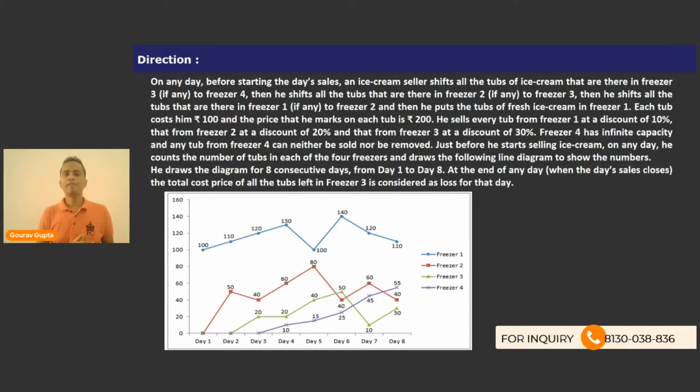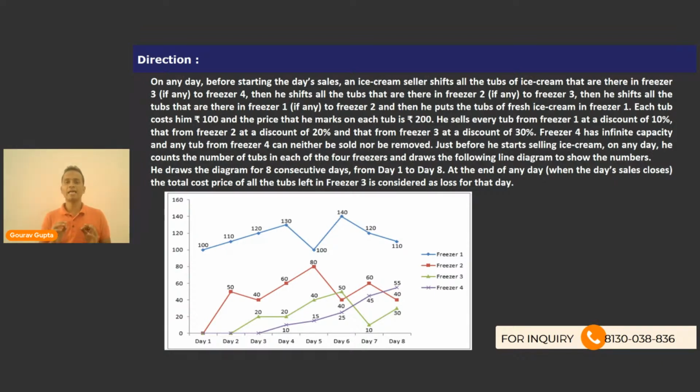The cost price of every tub is 100 and the mark price is 200. In freezer 1, every tub is sold at a discount of 10%. Freezer 2, discount of 20%. Freezer 3, discount of 30%. Nothing can be sold from freezer 4. Freezer 4 has infinite capacity, and any tub which reaches freezer 4 can neither be sold nor be removed. Now, before he starts selling the ice cream, he counts the number of tubs in each of the 4 freezers, and he has drawn this line diagram. He draws the diagram for 8 consecutive days.